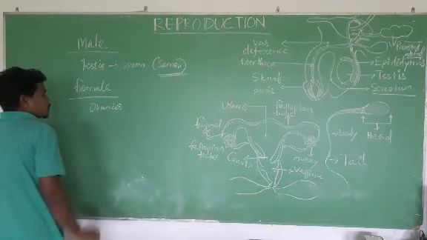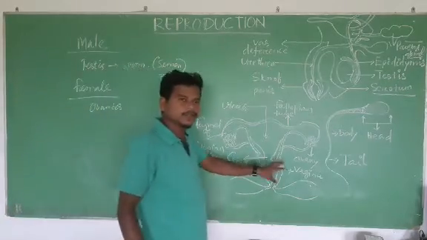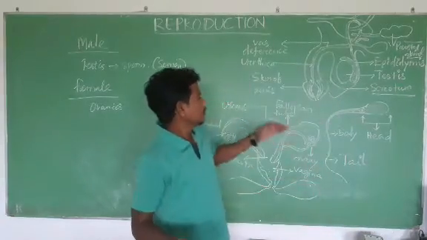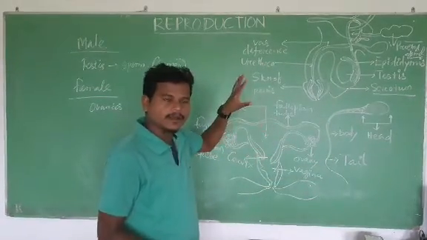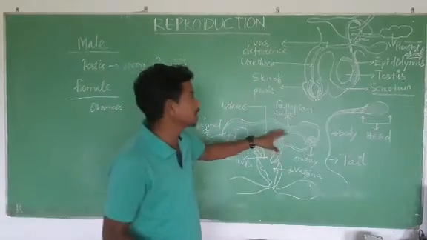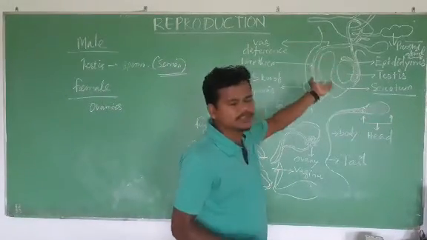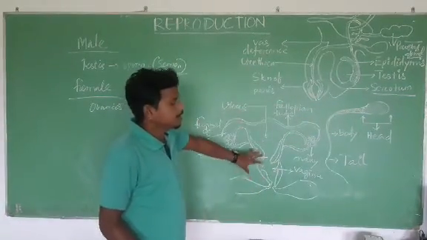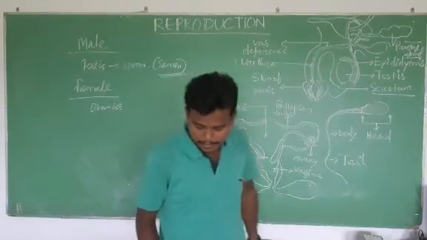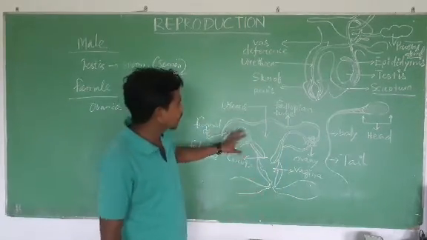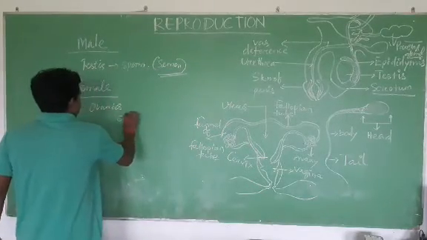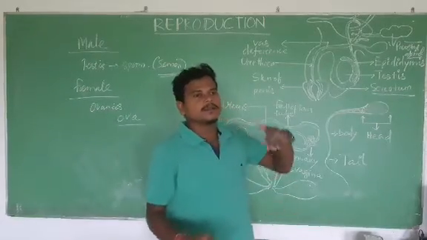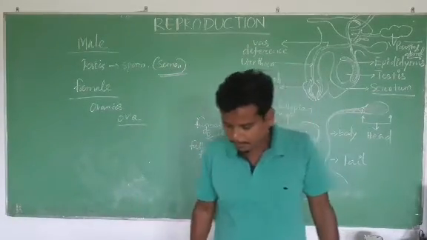Ovaries. Actually, this female reproductive system is not located outside the body, but at the lower part of the abdominal cavity. But the male reproductive system is totally located outside of the abdominal cavity. It starts producing ova or ovum, whatever you say, when a girl child reaches the age of puberty.